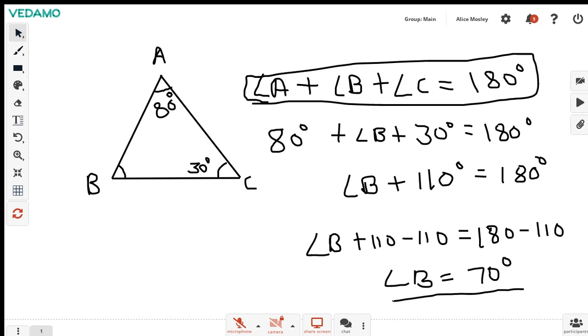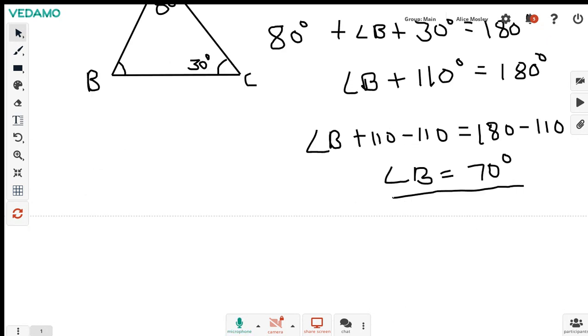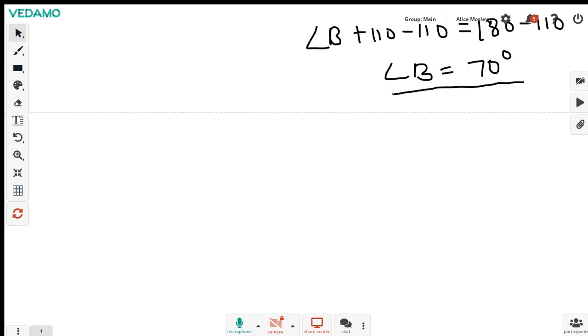So this is the property where a triangle has three angles, and when I add those three angles, I always get 180 degrees. If I know two angles, then I know what the third angle will be, because the three angles should sum up to 180. So this is the property of a triangle.